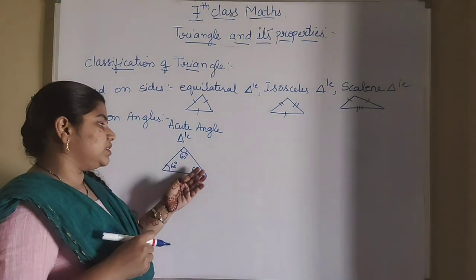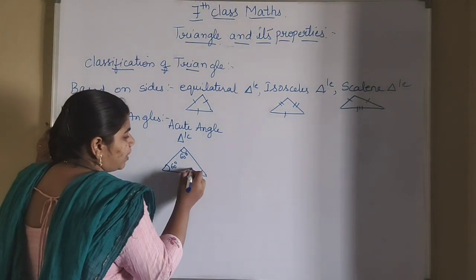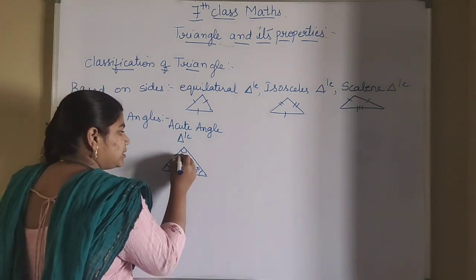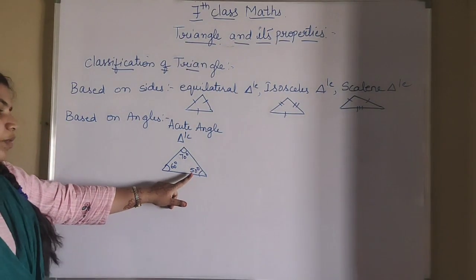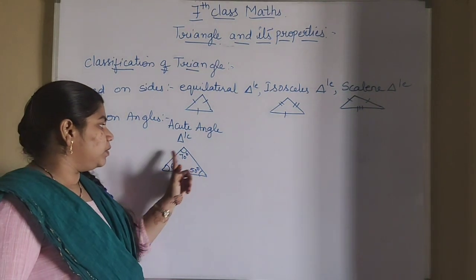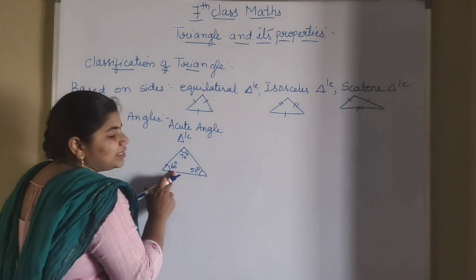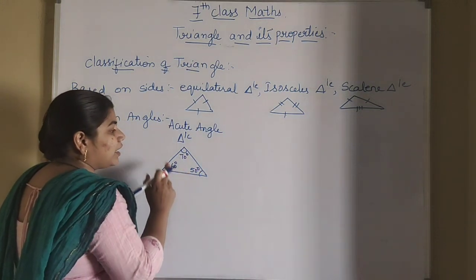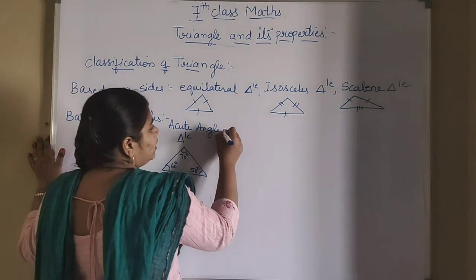Not only 60, 60, 60, other angles also you can take. You can take it as 60, 50, and 70 degrees. So 60 plus 50 will be 110. 110 plus 70 will be 180. So the sum of three angles will be equal to 180 degrees. 70 is less than 90, 60 is less than 90, 50 is also less than 90. So these three angles are acute angles, and this triangle is an acute angled triangle.